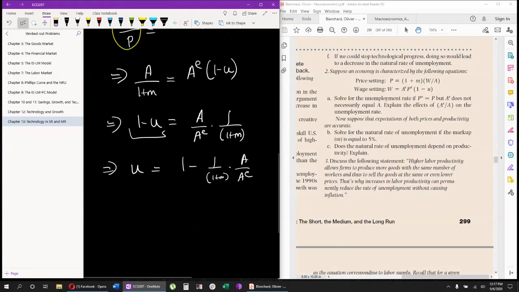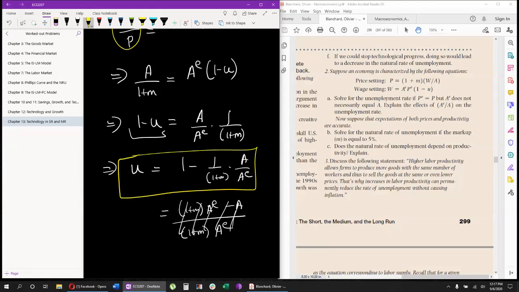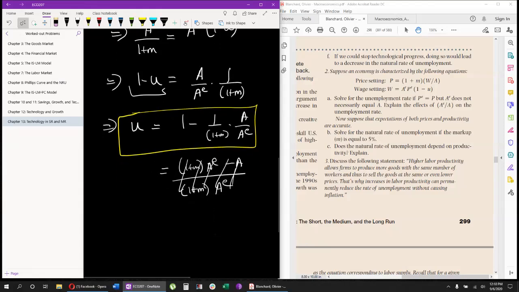But of course, we can simplify this a lot more. And if you guys want, you can write it in this form: AE minus A divided by 1 plus m AE. It's fine if you write it in this form. It's obviously not wrong. But I think that this is easier to interpret. Okay, so I'm going to leave it at this stage. Of course, you guys are free to do what you want to.